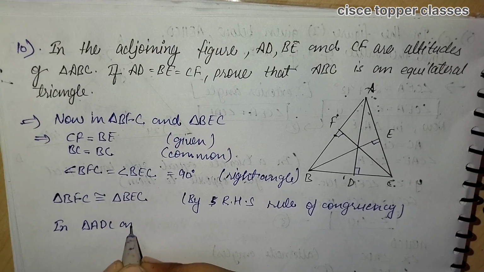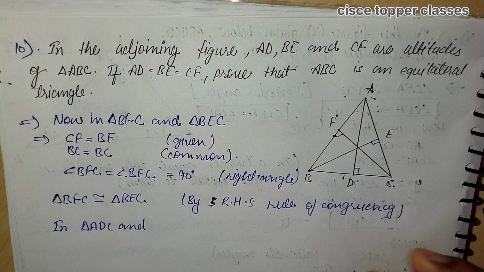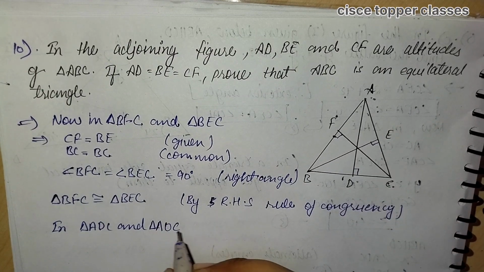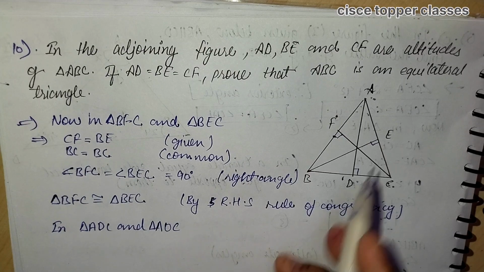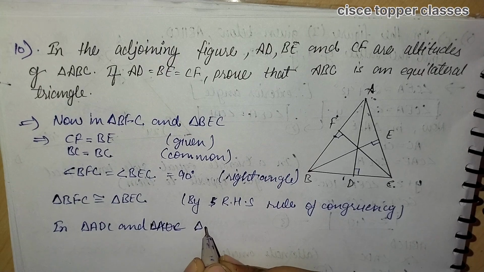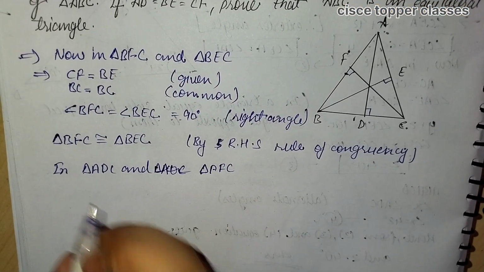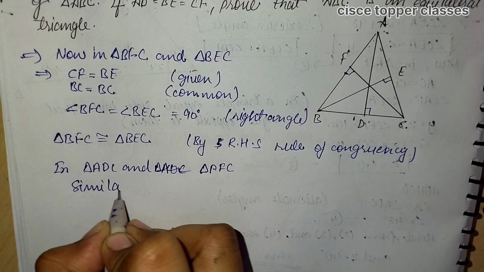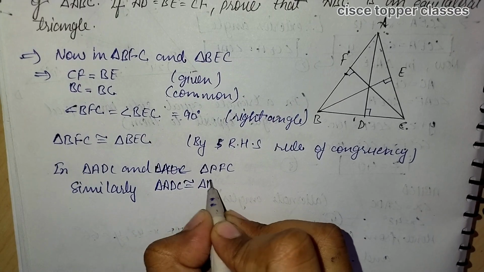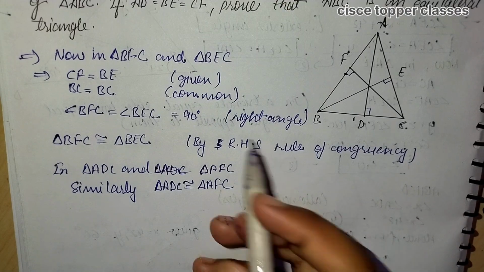ADC and triangle AFC, so triangle AFC also we have. So similarly we can say here, this is angle AFC. So in these two triangles, similarly we can prove that these are also congruent. Triangle ADC is congruent to triangle AFC from here. Now we can prove that ABC is an equilateral triangle.